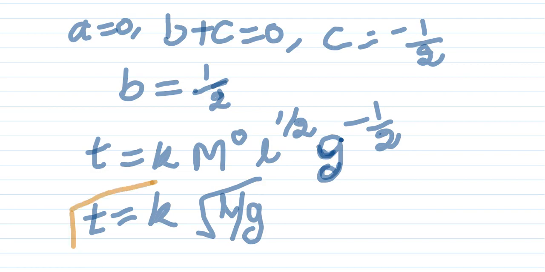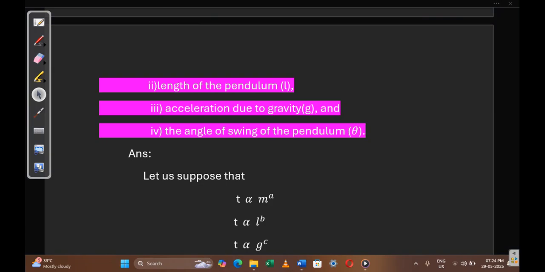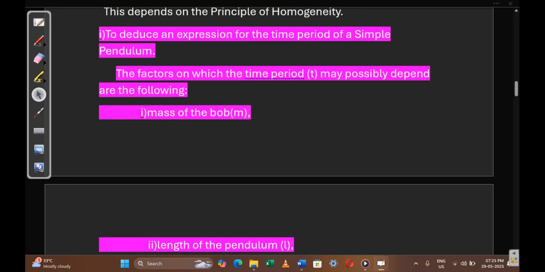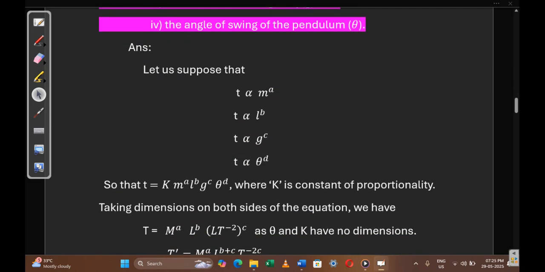Like this, we can deduce the expressions. How are they related with each other? We can find out with the help of the dimensional formula here. So the problem is solved in steps.